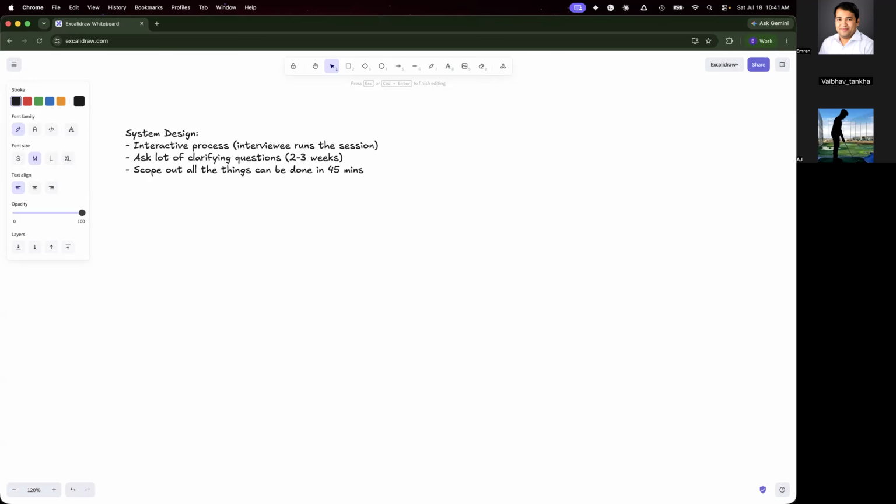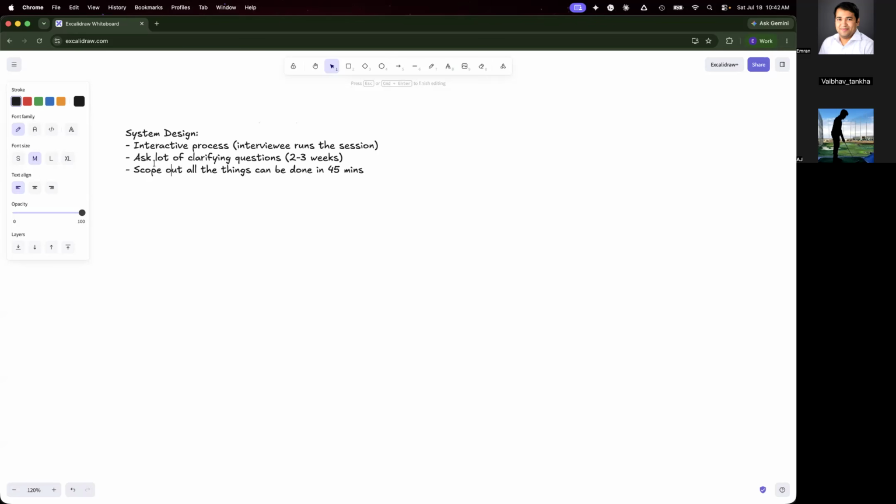So how do you define that? Because if you want to build a normal backend system, it takes 2 to 3 weeks, and you want to design the whole system in 45 minutes. The only way you can accomplish this task is if you can scope out all these things, and figure out what are the things you don't want to build, right? And how do you do that?